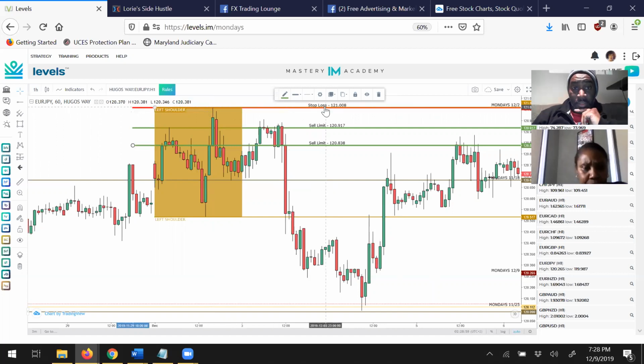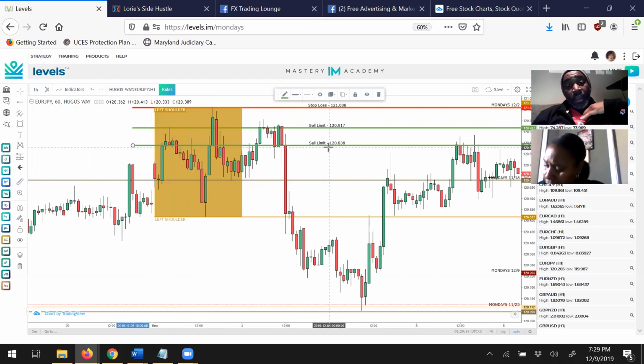Added our stop loss. Then we went over here. We found our previous high point. We boxed off that candle by putting a horizontal line on top and on the bottom of that candle. And both of these become cell limits.